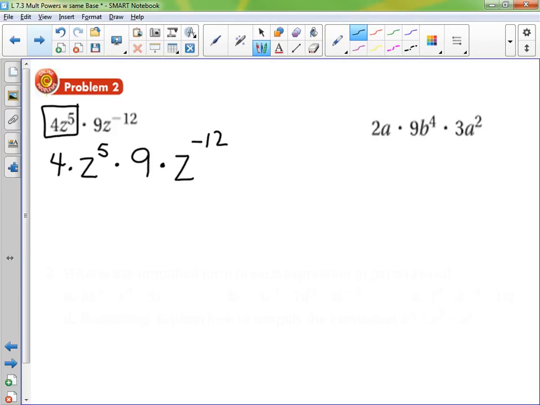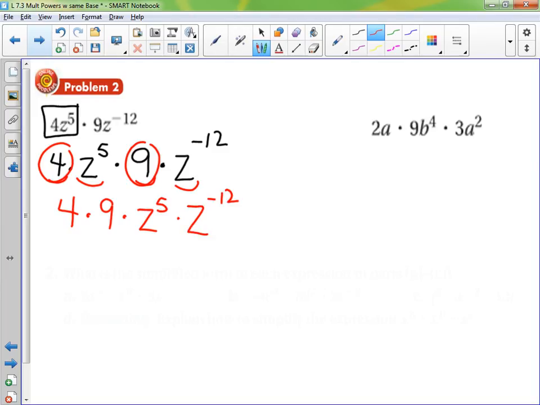Well, if you write it out that way, you can see a little bit clearer that you really have 4 things being multiplied together. And then to make it even more clear, you could rewrite it in a different order like this: 4 times 9, I'm going to put the 2 number parts together, times z to the fifth times z to the -12th. Now once you've seen this, you don't really have to rewrite it in this order, but this just helps you understand where my answer is coming from.